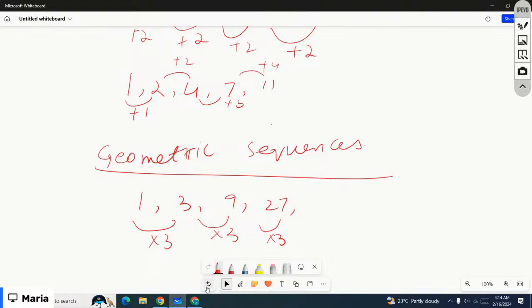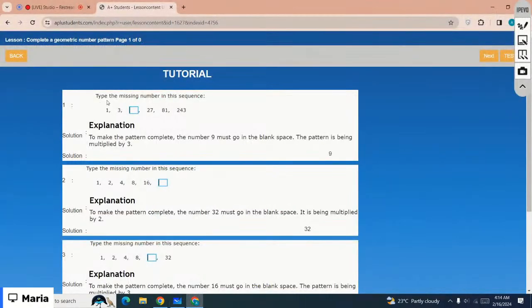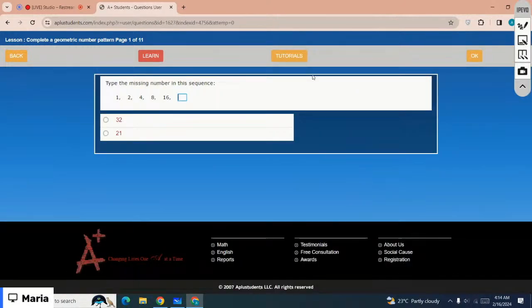Let's just start with the practice question. Type the missing number in the sequence, right? So you can see here 1, 3, missing, 27, 81, 243. Each next number is the product, you have to multiply the previous one by 3. 1 times 3 is 3, 3 times 3 is 9, 9 times 3 is 27, 27 times 3 is 81, 81 times 3 is 243. The missing number here is 9, right? With the geometric sequence, you have to multiply the numbers, not adding or subtracting.